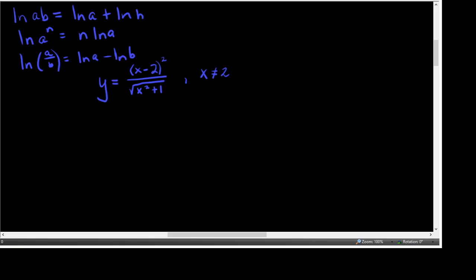We could use the quotient rule and find the derivative of this function pretty easily. But what I'm going to suggest we do is something called logarithmic differentiation. And what that means is the first step in logarithmic differentiation is to take the natural logarithm of both sides of the equation.